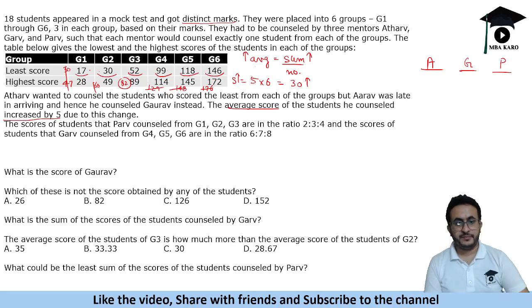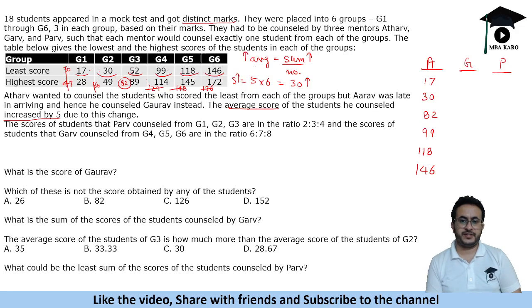So we get the person of this group, right? The number is 82. So let us write the numbers that he counselled. He counselled 70. He counselled the person with 30 marks. Then instead of 30, he counselled 82. Okay. Then 99, 118 and 146. So these are the marks for the people whom he counselled. Okay, so one of these numbers is like 52, which will be counselled by some other person, right?